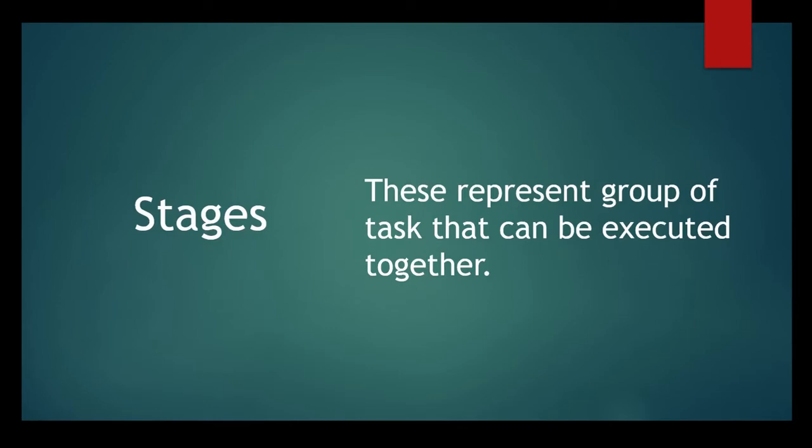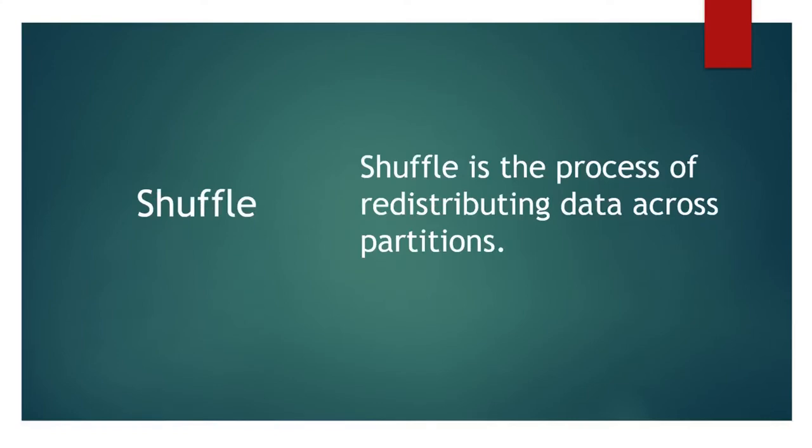Shuffle is physical repartitioning of data. Spark keeps track of what order the stages run to get the final result. So this has given birth to another topic, that is shuffle. Shuffle is the process of redistributing data across partitions. Shuffle may or may not cause moving data across processes or network.